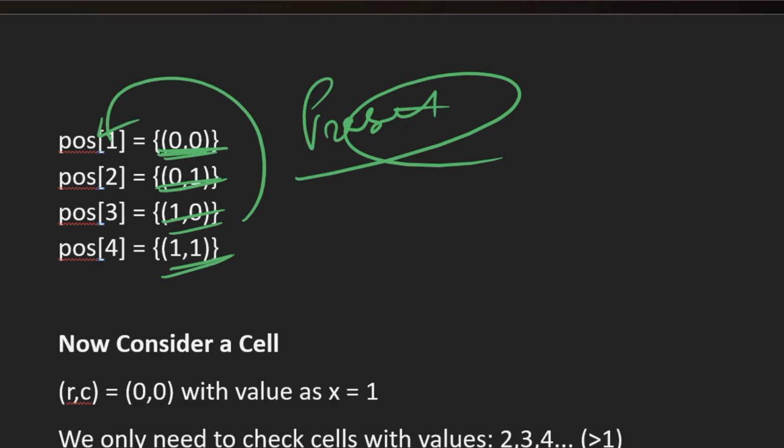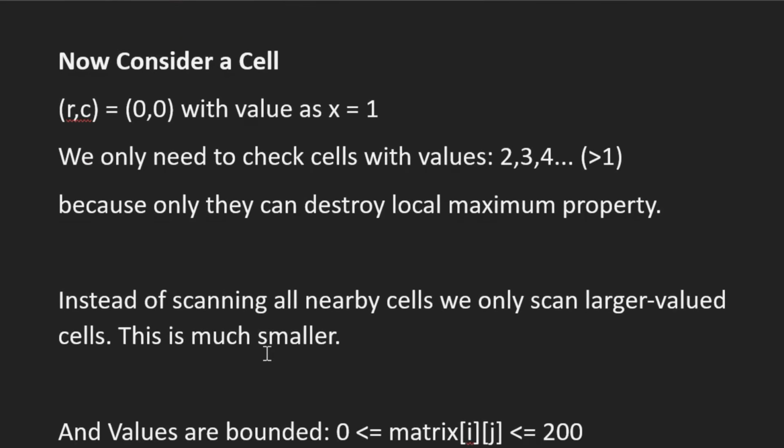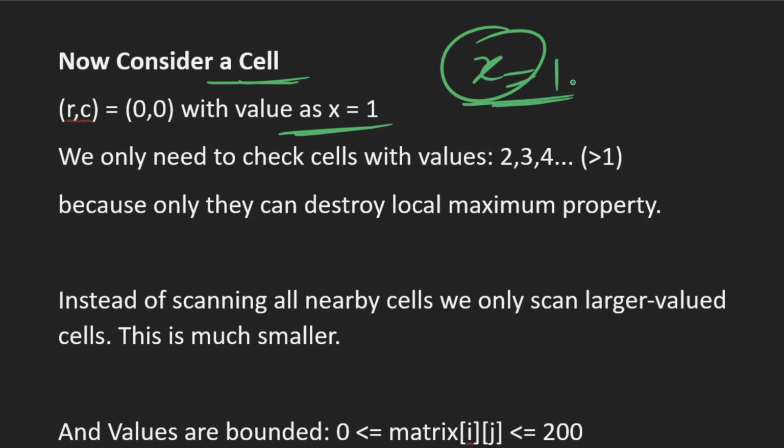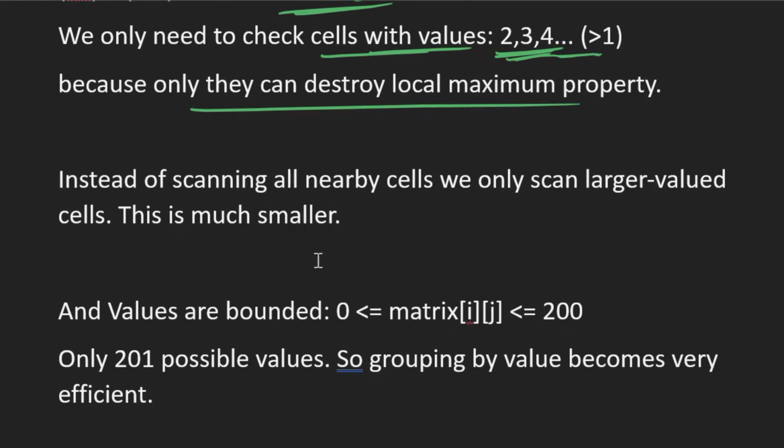Right? Now the next thing we'll do is, whenever we get a cell, let's say with value x, suppose x is equal to 1, then instead of considering all the nearby cells, we only consider cells whose value is greater than x. So here x is equal to 1, so we consider all the cells whose value is 2, 3, 4 and so on, right? So now instead of scanning all the nearby cells, we only scan larger valued cells.